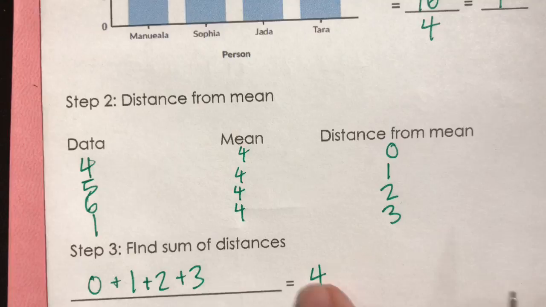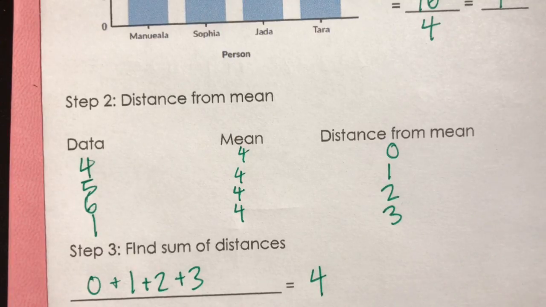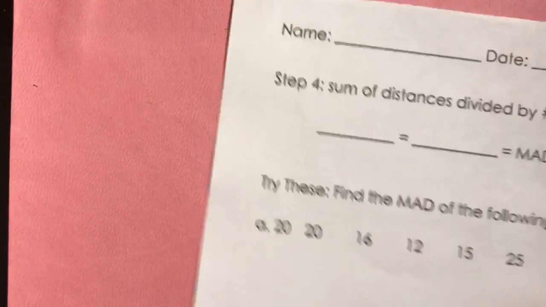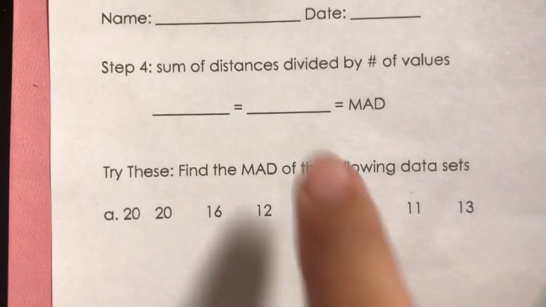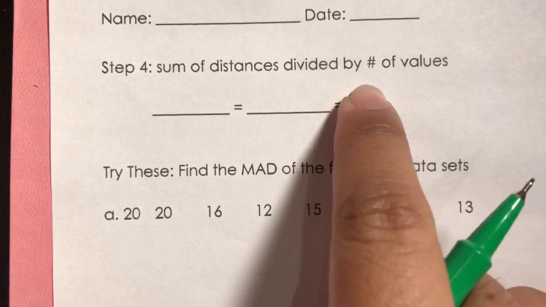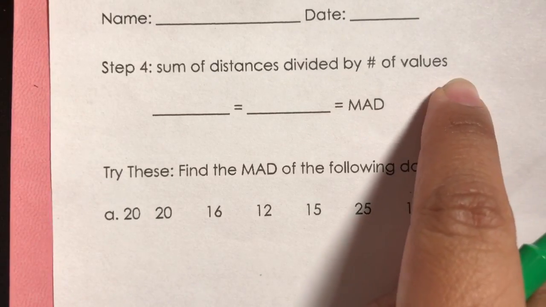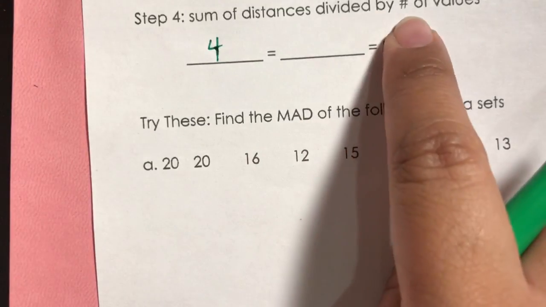Okay, so now that we found the sum of our distances, we can move on to step 4, which is, let me grab my paper here. Step 4 is to find the sum of distances divided by the number of values. So the sum of our distances is 4, and we need to divide it by however many number of values.